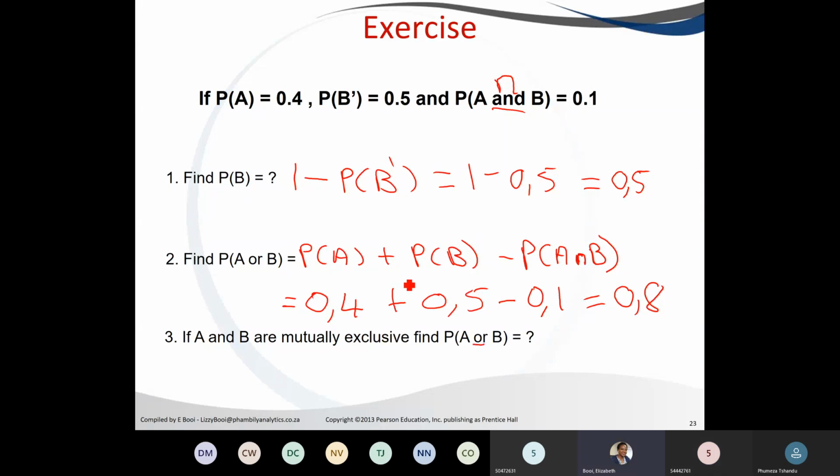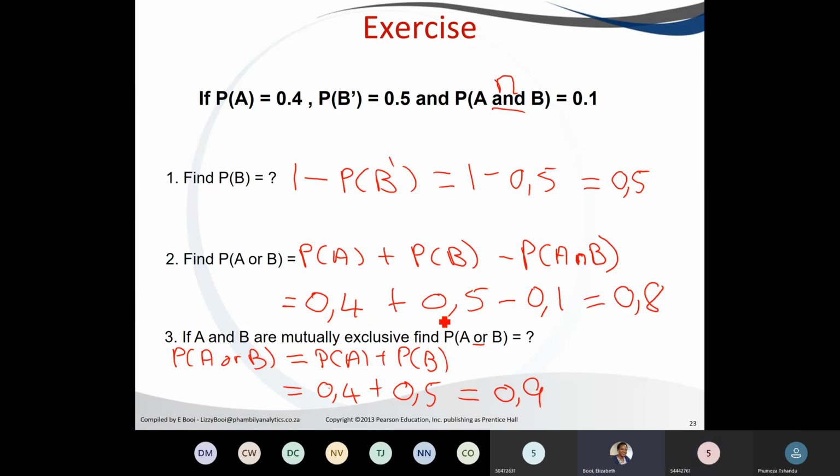The probability of A or B, you must repeat the same formula. The probability of A or B is given by the probability of A plus the probability of B, which is 0.4 plus 0.5, which is equal to 0.9. Must remember, if they say A and B are mutually exclusive, then the joint probability, which is the last bit, will be equal to 0.